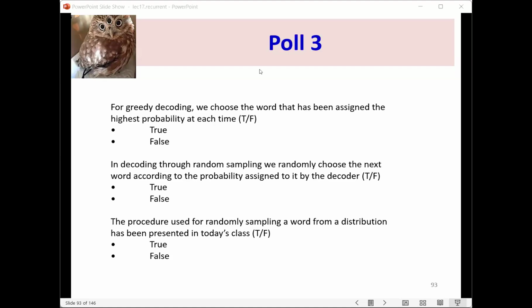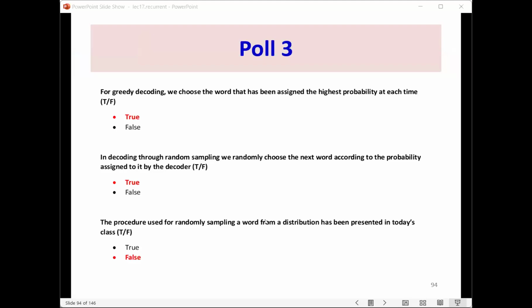I'm ending this poll. This is what you guys thought. Okay. First statement, true or false? Second one. Third one. I haven't told you this. Yeah, we're paying attention, right? And yeah, okay.